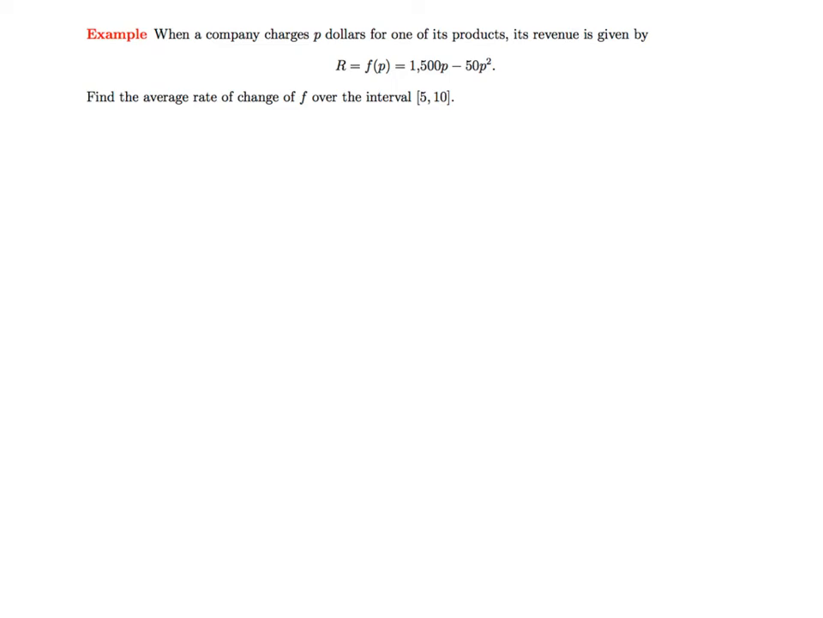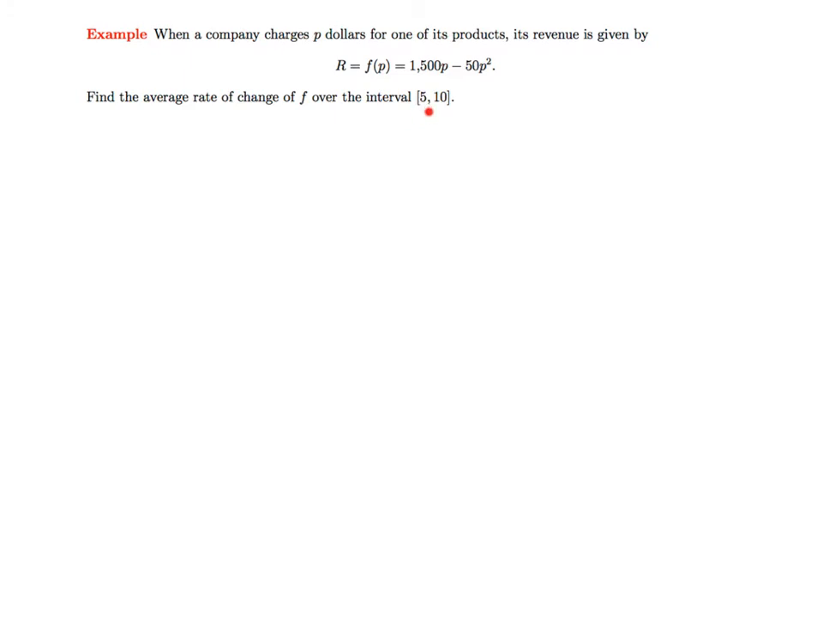In this example, we are given a formula for the revenue R that a company earns in dollars as a function of the price they charge P in dollars for one of its products. So given a price P, I can calculate how much revenue, that is, how much the company makes in sales from that product. And what we want to do is find the average rate of change of this function over the interval from P is equal to 5 to P is equal to 10.